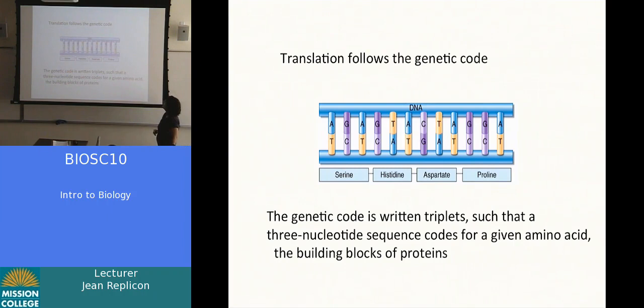So translation follows the genetic code. And the genetic code is written in triplets. So just kind of a little preview figure here. We can see that if there's a code that has a TCT, AGA, like that, then that codes for serine. CAT codes for histidine, etc. Aspartate, proline. But the point I want to make is it's in threes. It's in threes. It's a 3-to-1 thing. Why threes? That's what this video does, I think, a really good job of explaining.